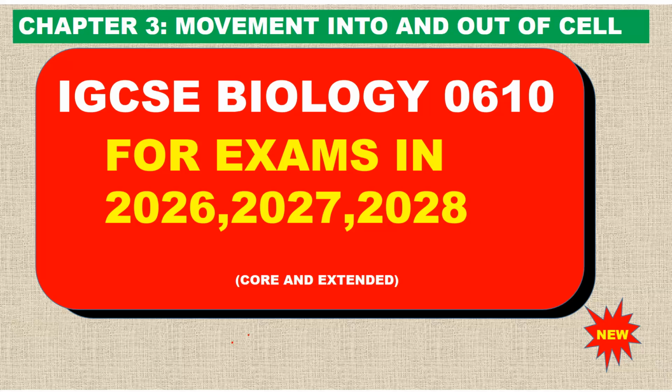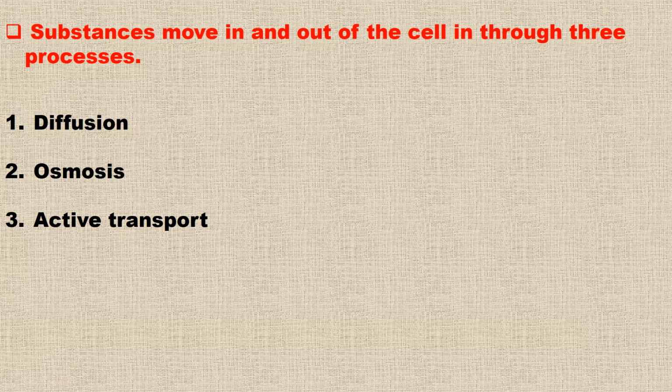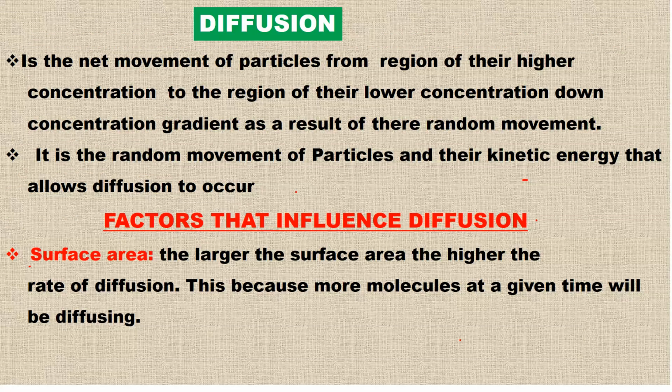All right, what do we need to know about movement into and out of a cell? The major thing that you need to know is that substances are able to move in and out of the cell through three processes. What are the three processes that we are going to look at here? We are going to look at diffusion, osmosis, and active transport. These are the processes that we are going to focus on. Let us look at diffusion.